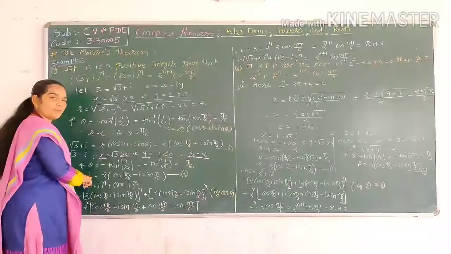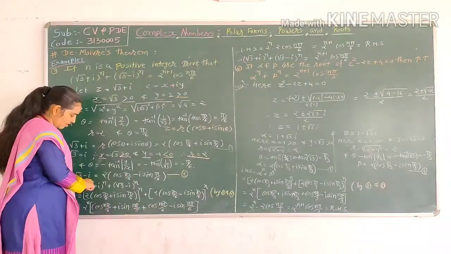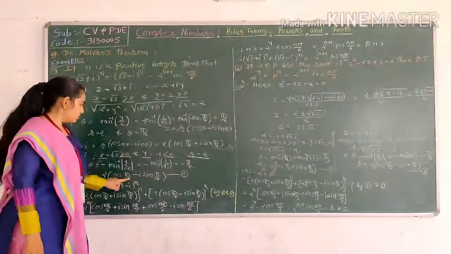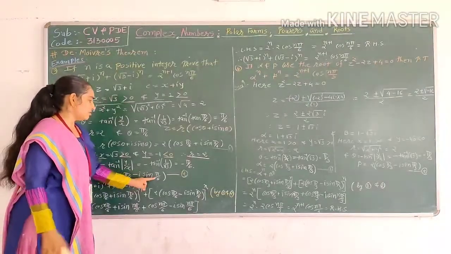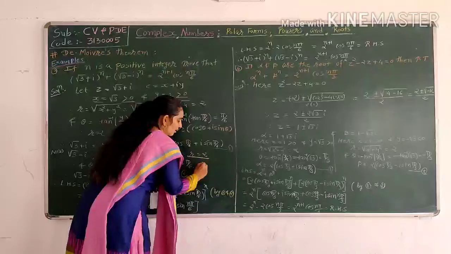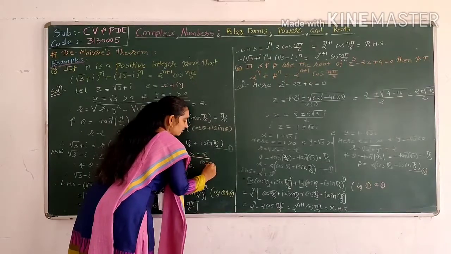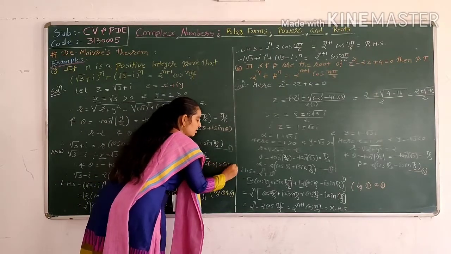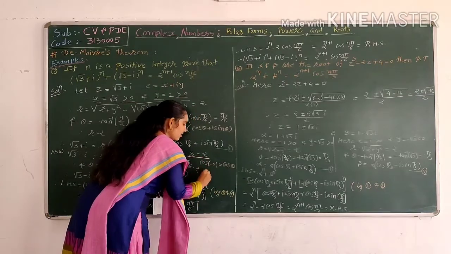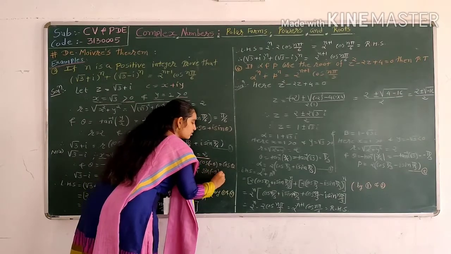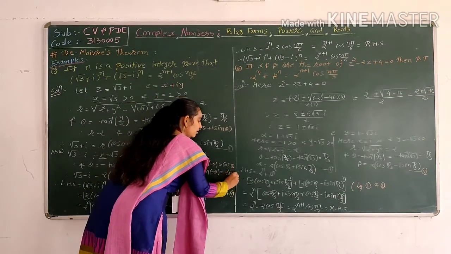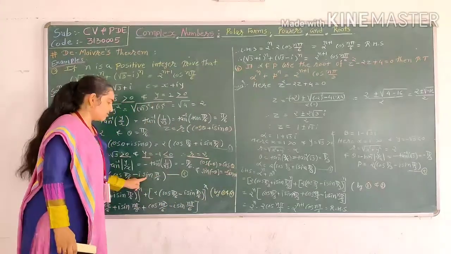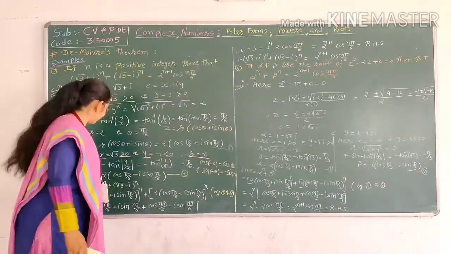Now the same in polar form: under root 3 minus i is equal to 2 cos pi by 6 minus i sin pi by 6. Because we know that cos minus theta is equal to cos theta and sin minus theta is equal to minus sin theta. Therefore here minus sin theta is equal to minus sin pi by 6.